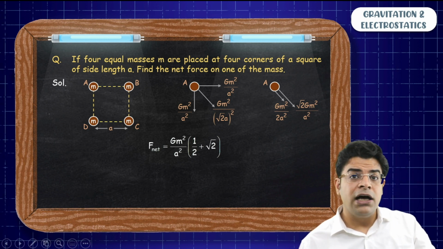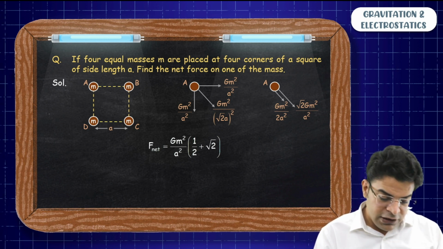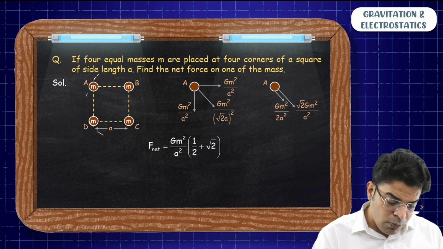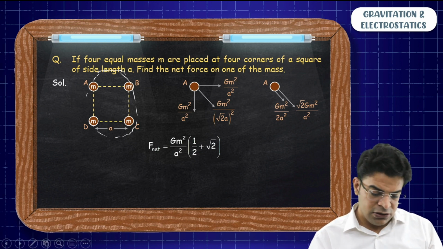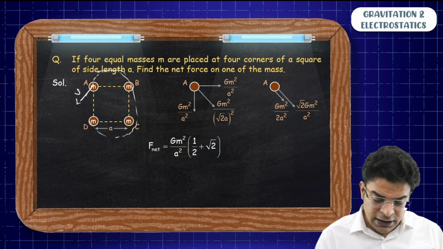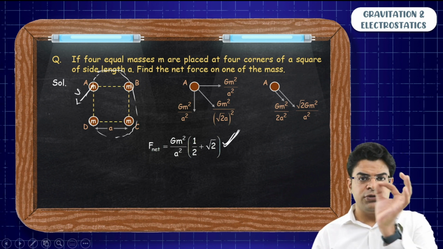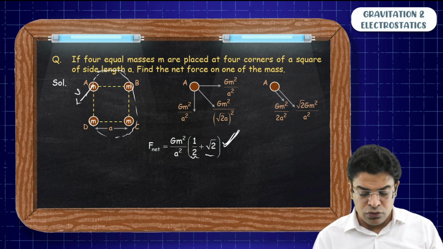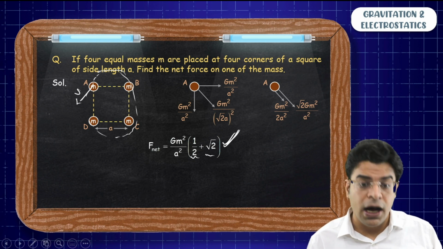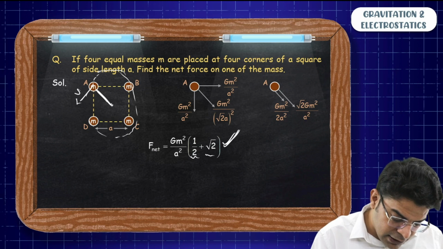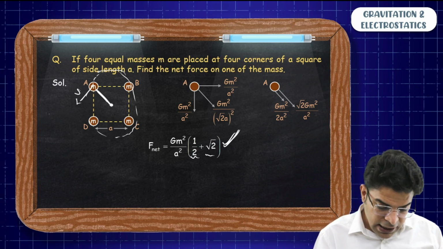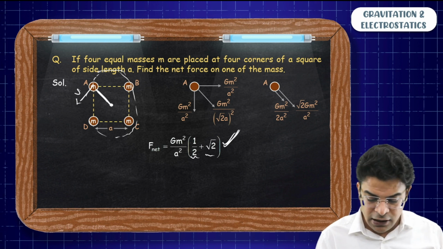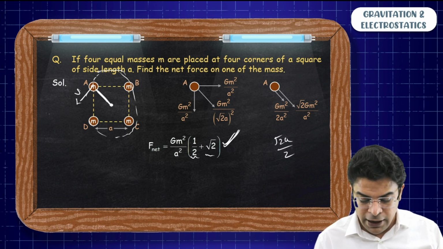They might ask you the same type of question. If these four masses also move in a circle maintaining the shape, then what is the speed? So you can do the same thing. You can write the net force acting towards the center, Gm square upon a square into half plus root 2, equals mv square by r. And this time you will take the radius as half of the length of the diagonal, and half of the length of the diagonal will be equal to root 2a by 2.